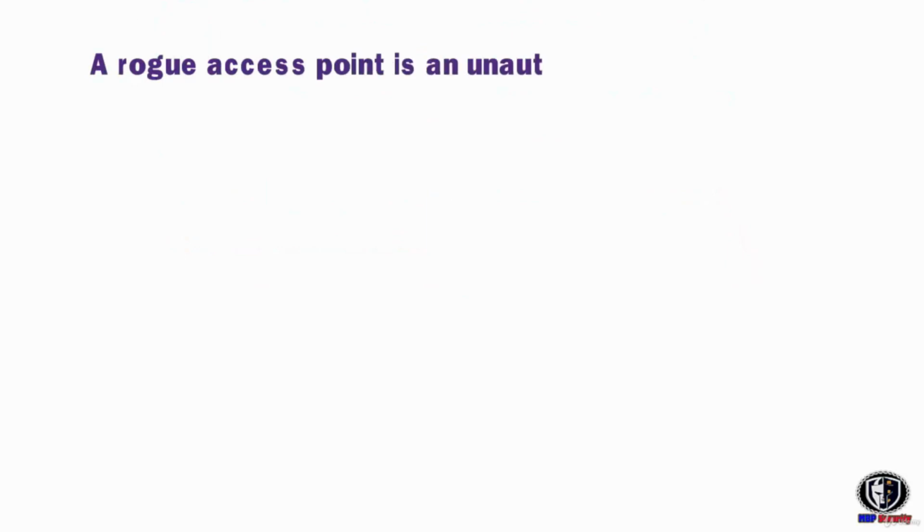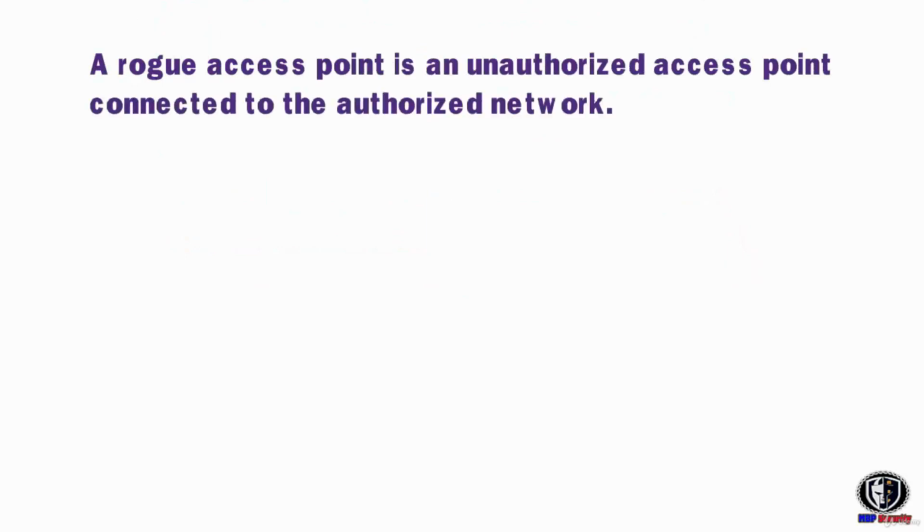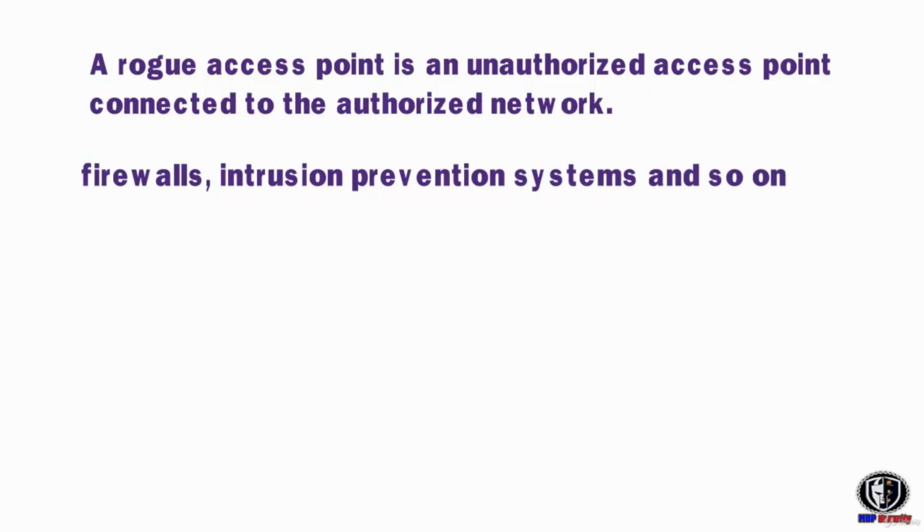A rogue access point is an unauthorized access point connected to the authorized network. Typically, this access point can be used as a backdoor entry by an attacker, thus enabling him to bypass all security controls on the network. This would mean that the firewalls, intrusion prevention systems, and so on, which guard the border of the network, would be able to do little to stop him from accessing the network.